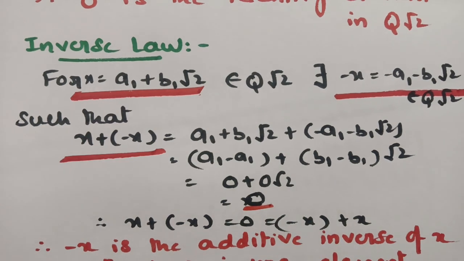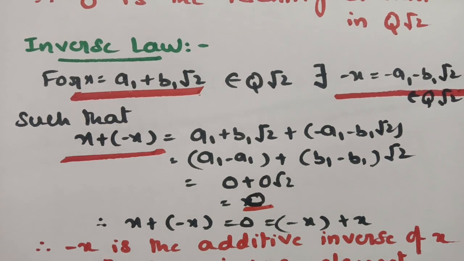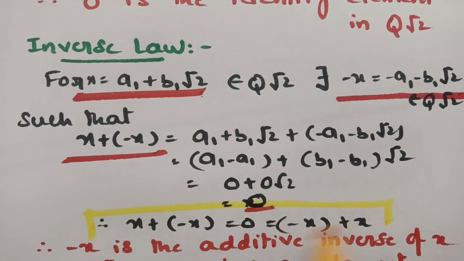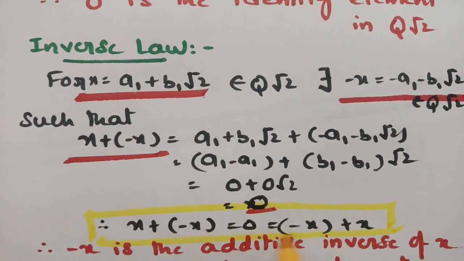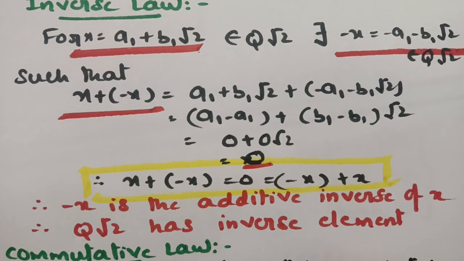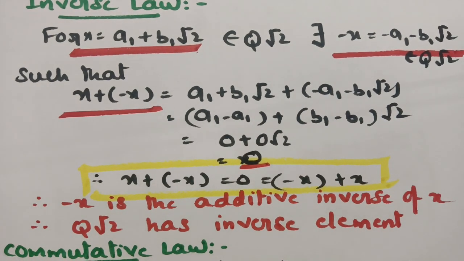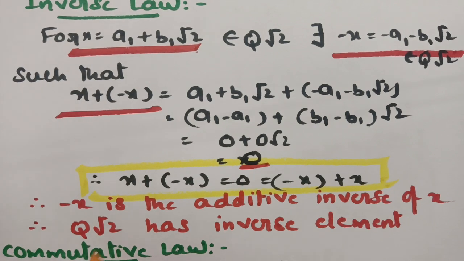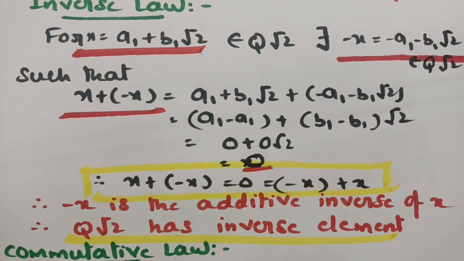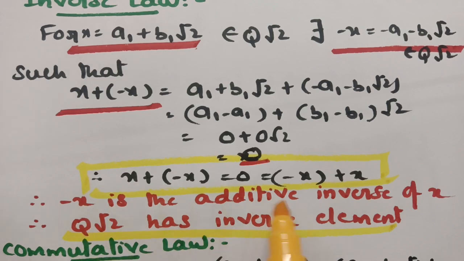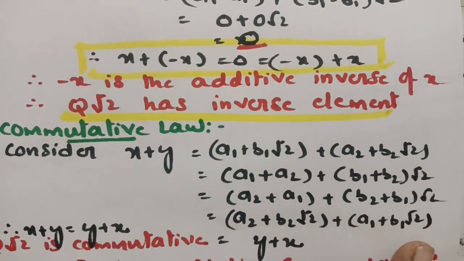So this is 0, and therefore if you observe, x plus minus x is equal to 0 is equal to minus x plus x, and therefore minus x is an additive inverse of x, and therefore Q root 2 has an inverse element. So 0 is an identity element and minus x is the additive inverse of x, and therefore it satisfies the inverse law. And the last property here is the commutative law.